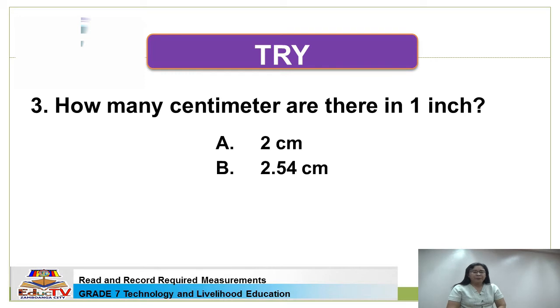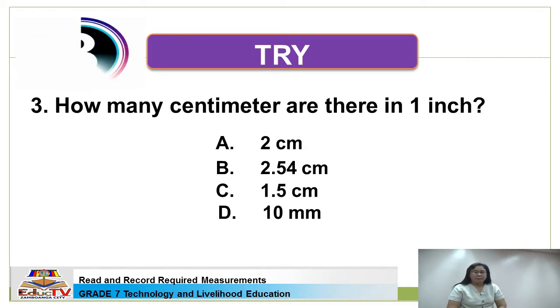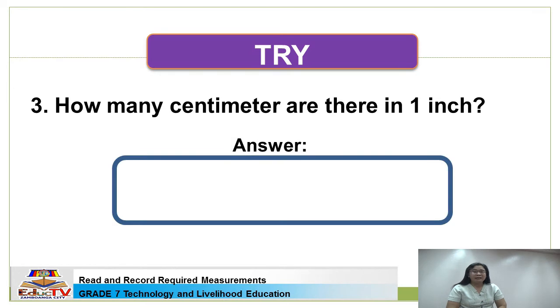For question number 3, how many centimeters are there in 1 inch? Letter A, 2 centimeters. B, 2.54 centimeters. Letter C, 1.5 centimeters. Letter D, 10 millimeters. Great! The correct answer is letter B, 2.54 centimeters.